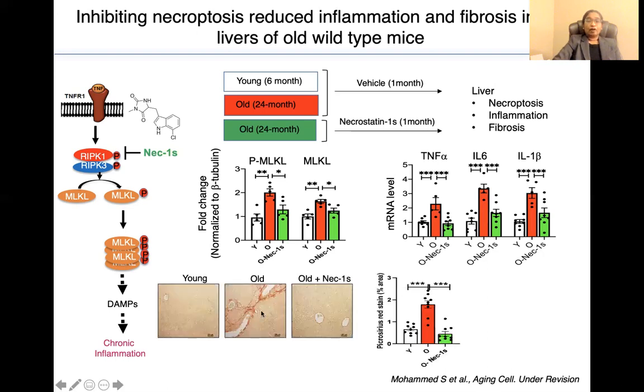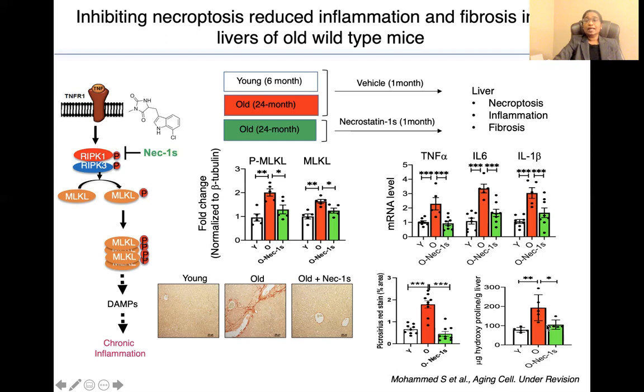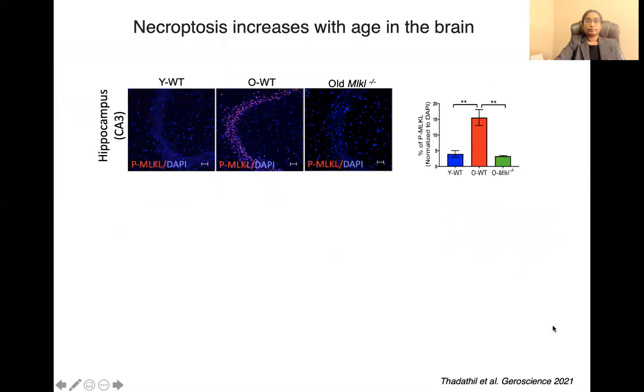This is the staining for a fibrosis marker in the liver, which is Sirius red staining. And we can see that in the old mice, there is increased staining for fibrosis, which was significantly reduced by necrostatin. And this was further confirmed by quantifying the collagen content in the liver using hydroxyproline. And as we can see, consistent with the Sirius red staining data, the increased fibrosis in the liver was reduced by necrostatin treatment.